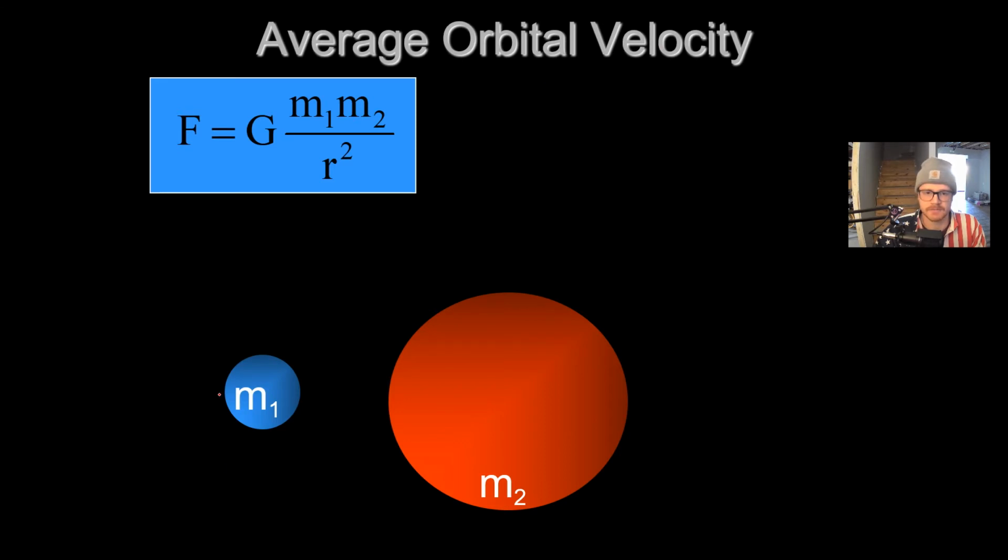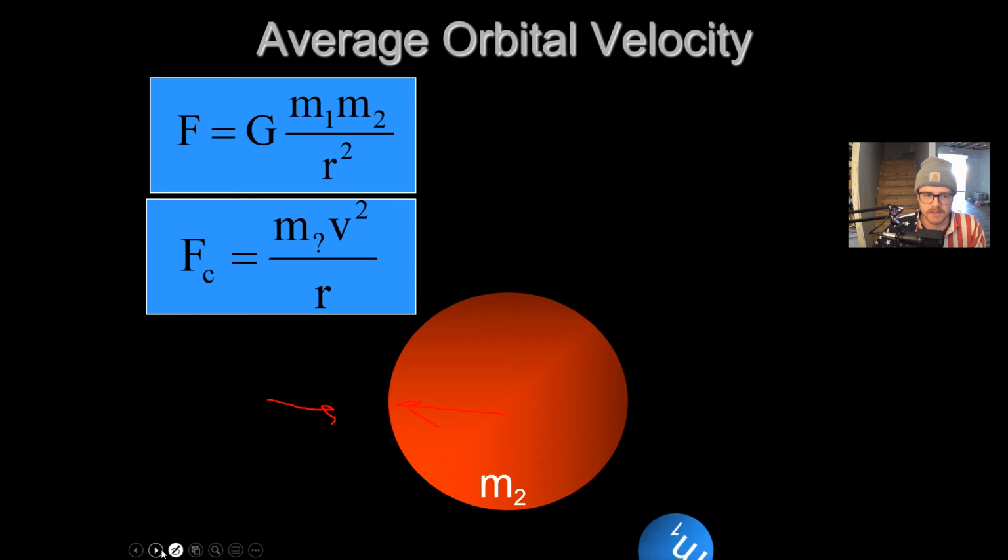So, average orbital velocity. Remember here, we could derive the force of gravity, the attractive force between this object and this object, which are roughly the same size, using this equation. But we're going to add in a second equation, and that is specifically going to be the centripetal force equation.